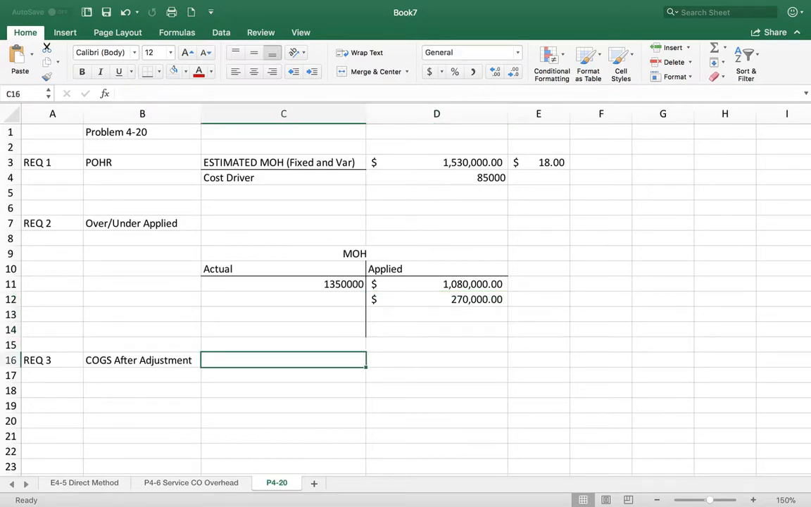Okay, so then it asks me for what is my cost of goods sold. Well, my cost of goods sold, again, that information was given to me in the problem, of $2,800,000. Might as well put a dollar sign on there, huh?